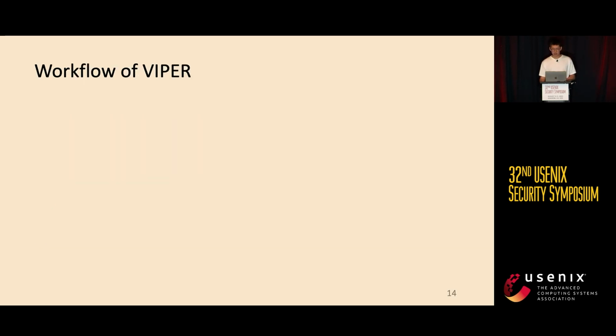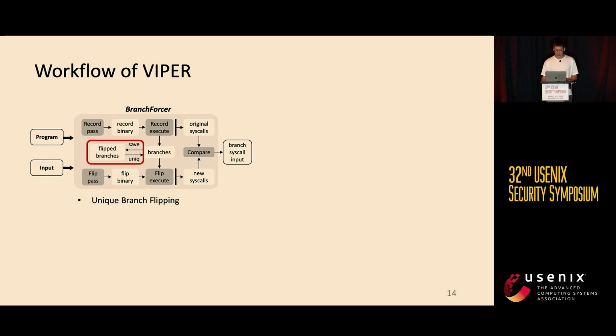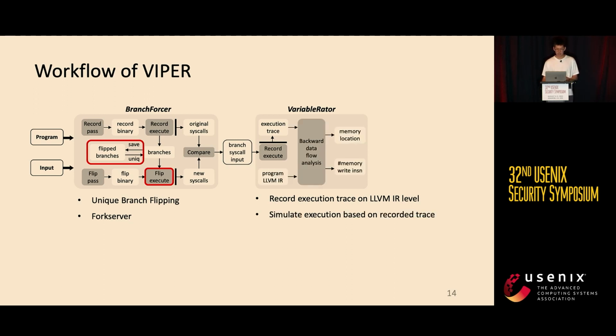Here is the workflow of VIPER. Given a program and input, the branch forcer will first dry run the program to collect all triggered syscalls and visited branches, and then flip every branch to identify potential Syscall-Guard variables. We only flip unique branches and use a fork server to speed up the re-execution. The variable writer will then first re-execute the program and record the execution trace on LLVM level, and then simulate the execution based on the recorded trace and perform backward data flow analysis. VIPER will report all Syscall-Guard variables with a high probability.